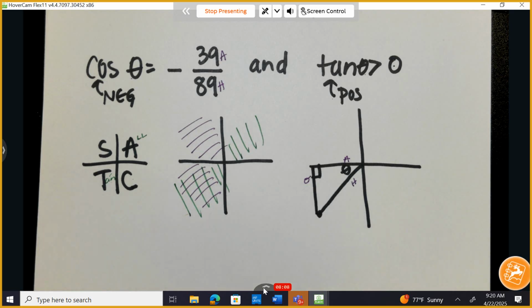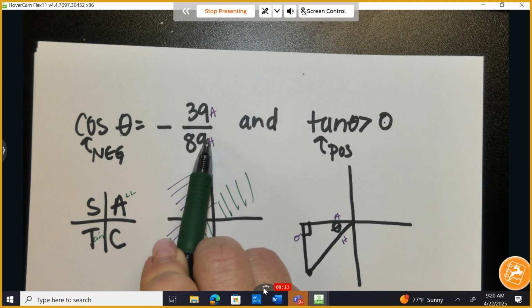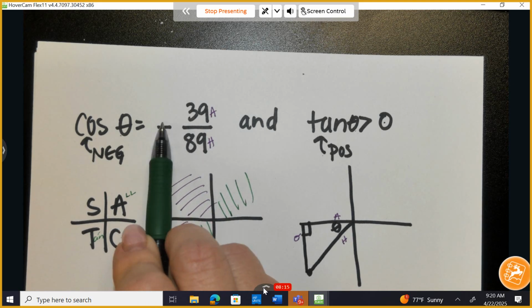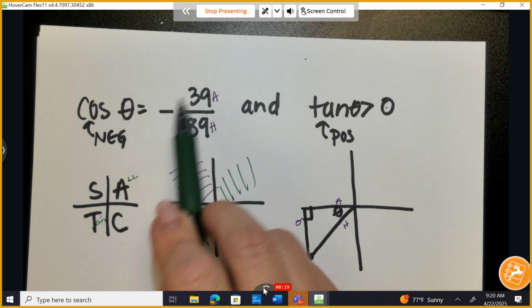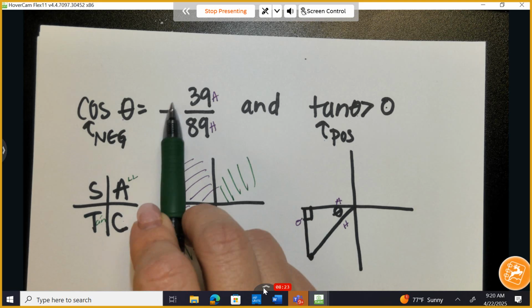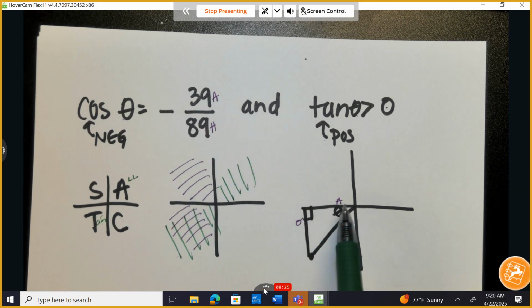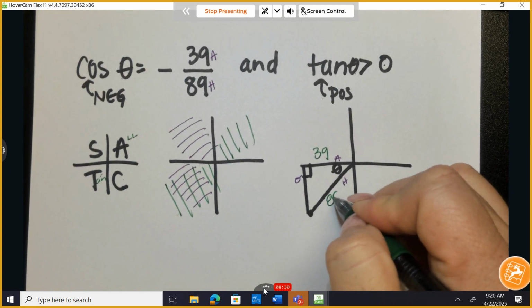All right, so let's do this. Cosine is negative 39 over 89. And you're like, what do I do with this negative? Remember, these are lengths of a triangle, 2 sides of a triangle, and lengths can never be negative. This just told us to go to the left. So forget about the negative for right now. Adjacent of this angle has to be 39, and hypotenuse has to be 89.